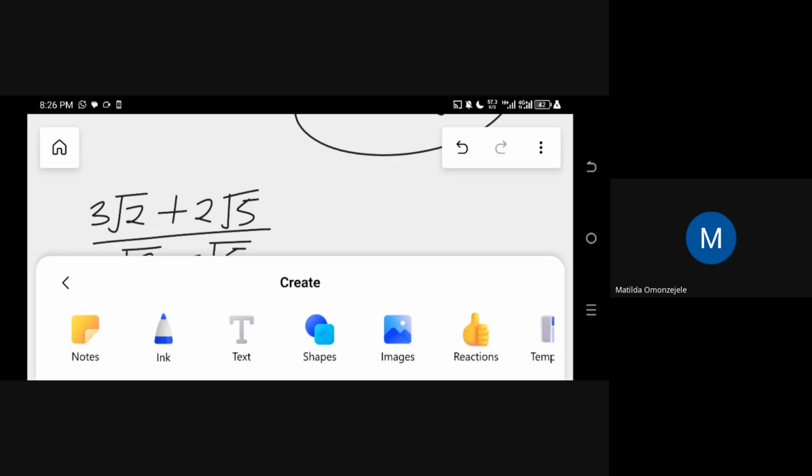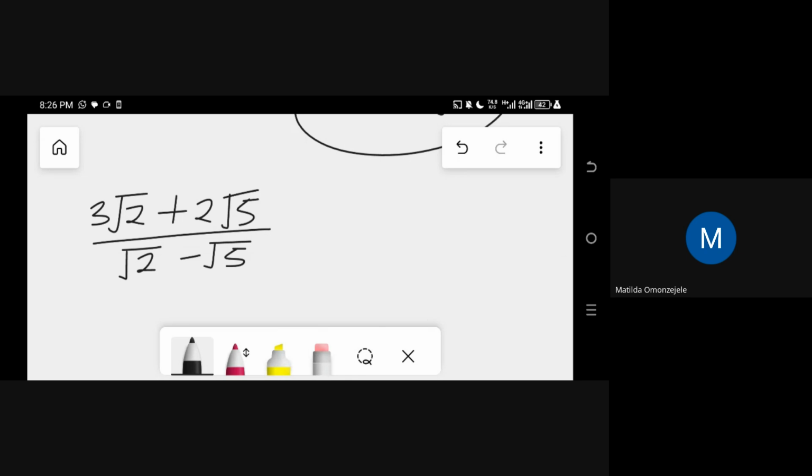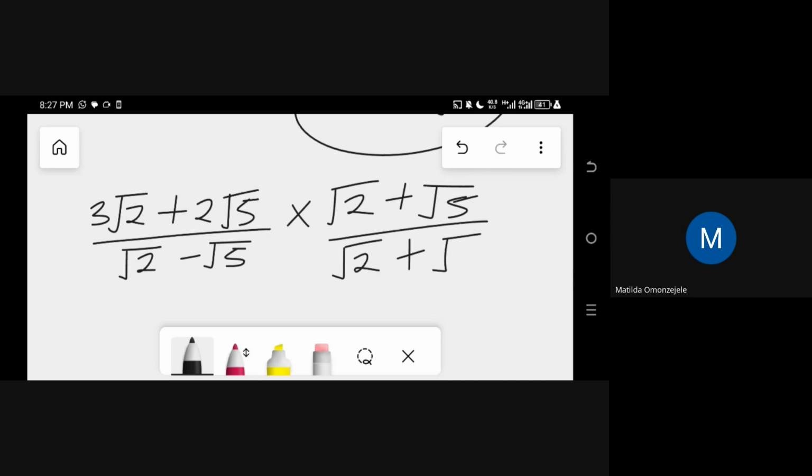Okay. Since we're dealing with the bottom, we have to get the conjugate from the bottom. It has nothing to do with the top. The conjugate of that bottom is root 2 plus root 5, because what we have there is root 2 minus root 5. So we use root 2 plus root 5 to multiply the top and bottom.